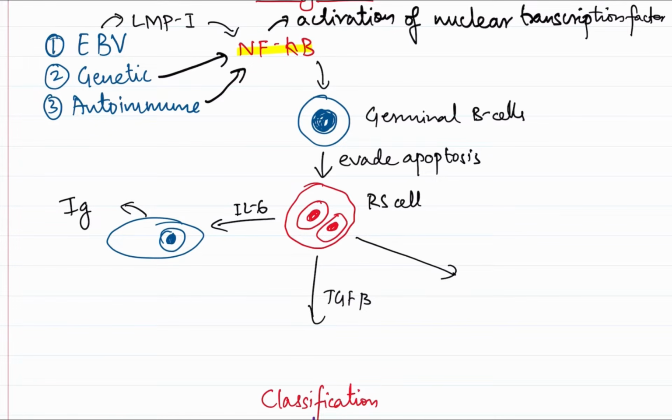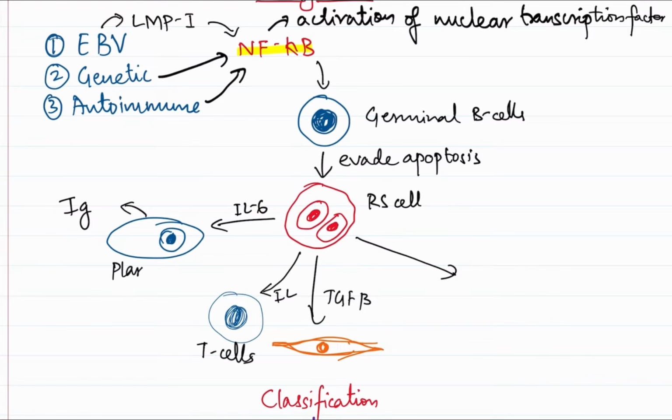The RS cells will secrete transforming growth factor beta that will activate the fibroblast. So there will be deposition of collagen, and then these RS cells will secrete other interleukins that will activate the reactive T lymphocytes. So we have the T cells, here we have the plasma cells, here we have the fibroblast.